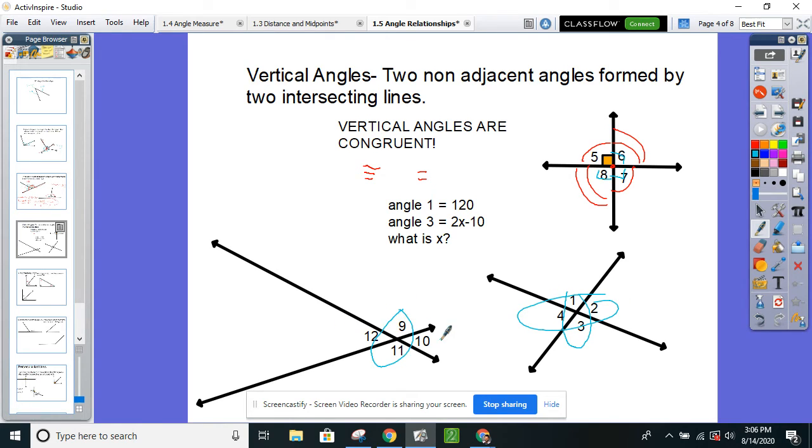9 and 11 are congruent. 12 and 10 are congruent. That being said, what's the value of x in this problem over here? We know that angle 1 is 120 and angle 3 is 2x minus 10.